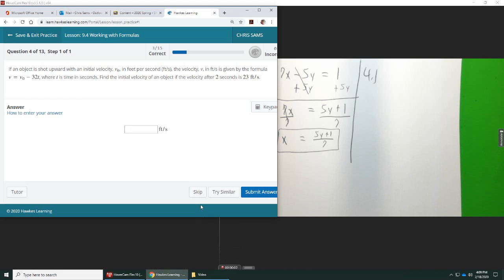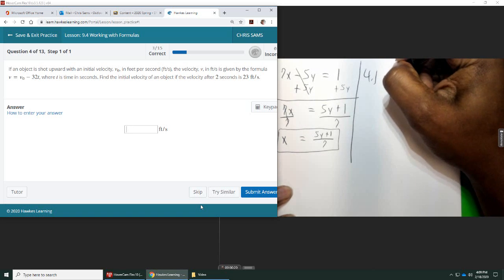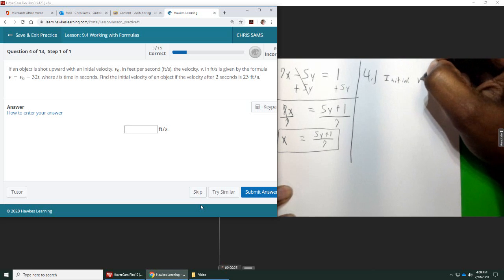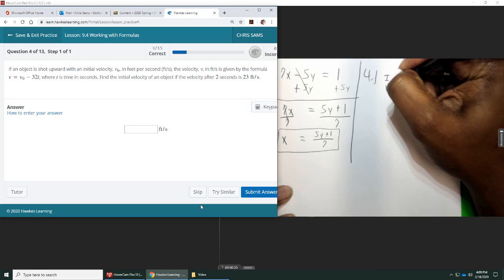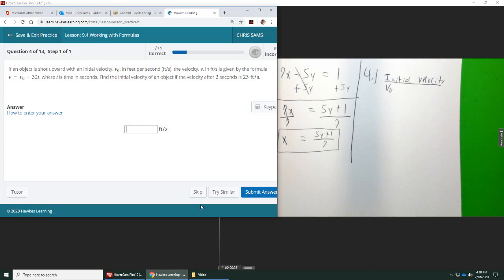Okay, question number 4. It gives us an application. If an object is shot upward with an initial velocity of v sub 0, so there's just a notation. So they're telling you right here, initial velocity, and it might be good to write that down. Initial velocity is this v sub 0 character, okay? So let's identify each thing they give us. Says it's in feet per second.